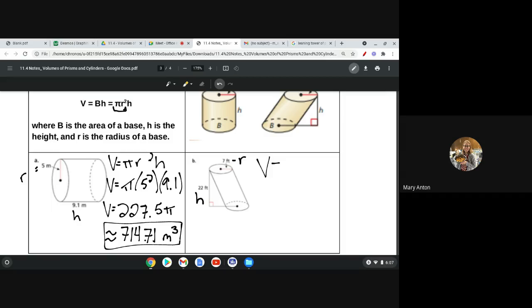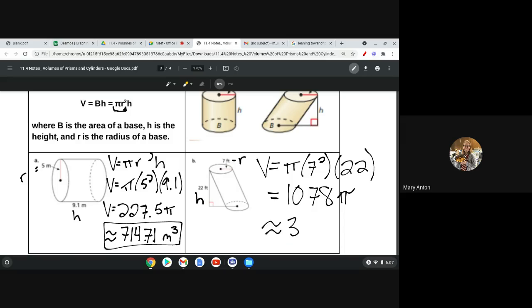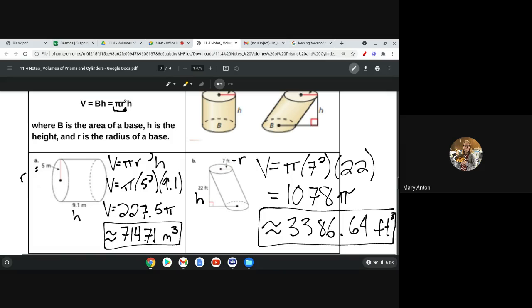So, volume, pi r squared, so pi times 7 squared, times the height, which is 22. Let's see, 7 squared is 49. 49 times 22 is 1,078. Times pi, that's our exact answer, and we can approximate that to be 3,086.64 cubic feet. And we got that by taking 1,078 times pi. That's the volume of a cylinder.